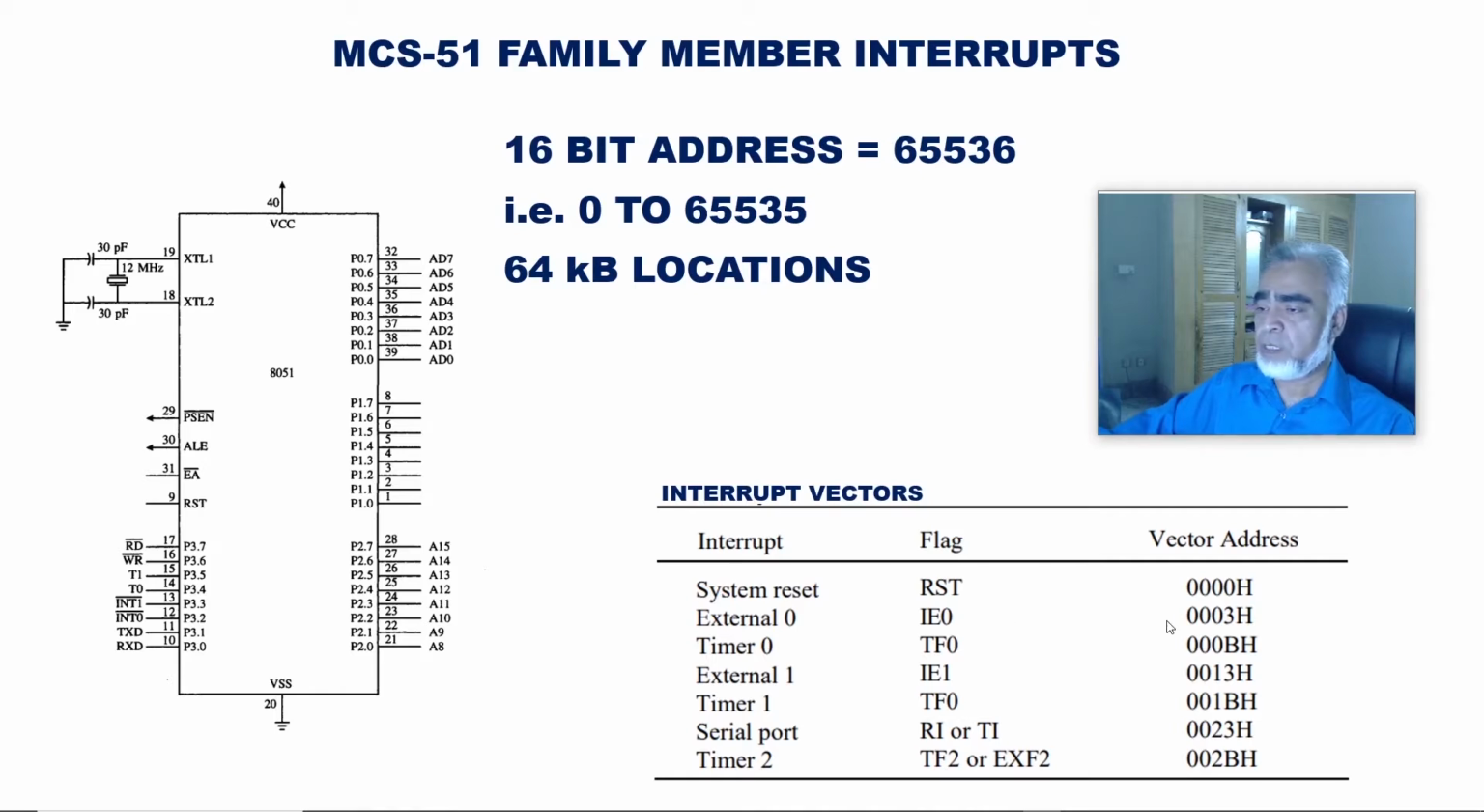That is, address 3 is reserved for external 0 interrupt, 0B is reserved for timer 0 interrupt, 13H is reserved for external 1 interrupt. That's why we have left these addresses in our program and we have jumped from 0 to 30H directly. We'll use these vectors in our program when we use different types of interrupts like external interrupt, timer interrupt, external 1 interrupt, timer 1 interrupt, and serial, that is UART program, and timer 2.